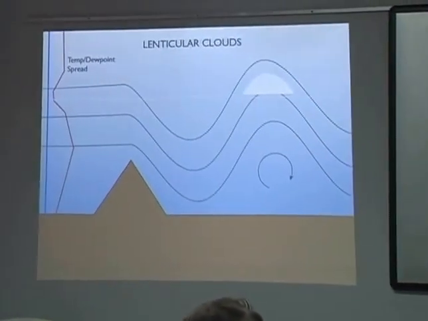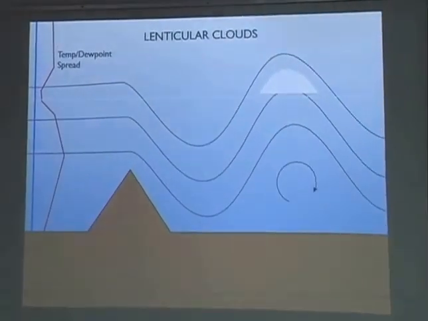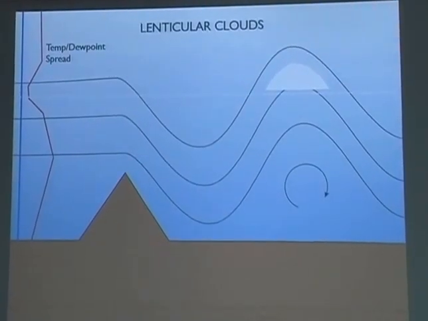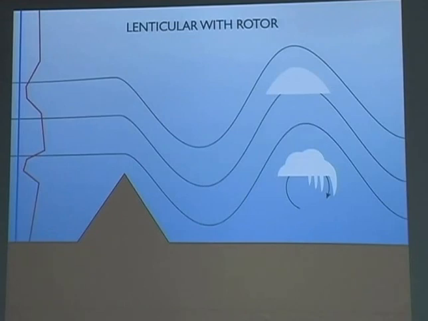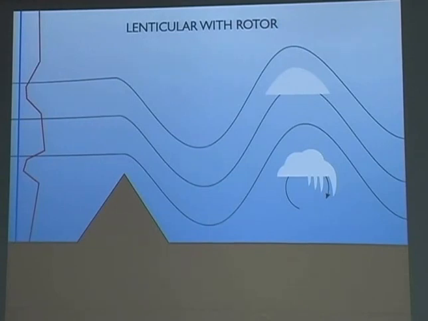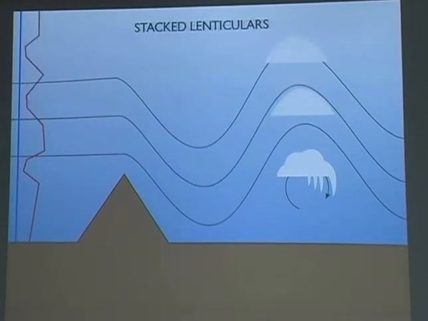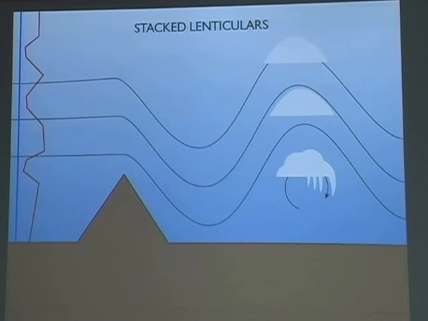So this is your textbook lenticular formation, easy to work. We know exactly where it is, what we like. If there's some moisture down low too, then you may get the rotor and the lenticular. If there's multiple areas where the dew point and the temperature come together, every time they come together, you're going to get the clouds. So in this case, you get a couple of stacked lines.